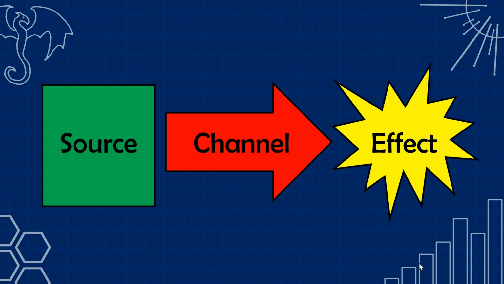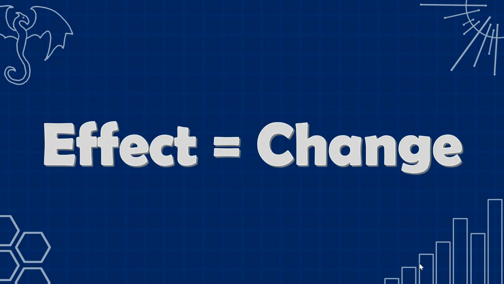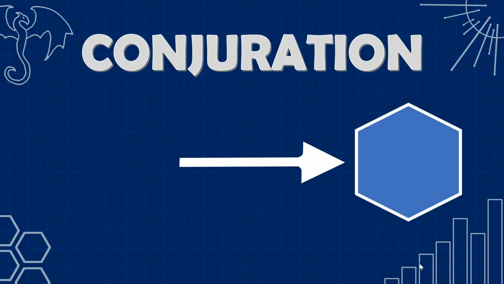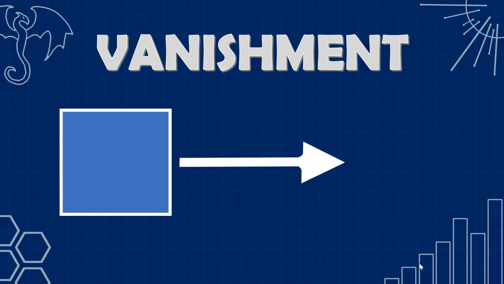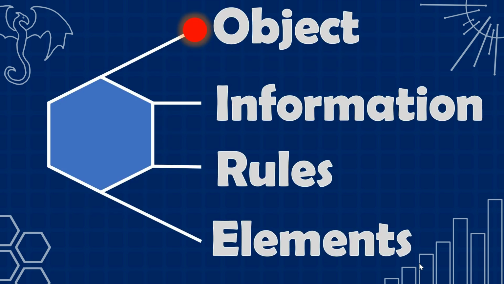The most important thing to know about the effect is that it represents change. There are three main types of change: conjuration, where nothing becomes something; transformation, where things become another thing; and vanishment, where something becomes nothing. Another factor to take into account is what exactly that something is. Most of the time, it's simply an object, a conglomeration of matter, be it alive or not.